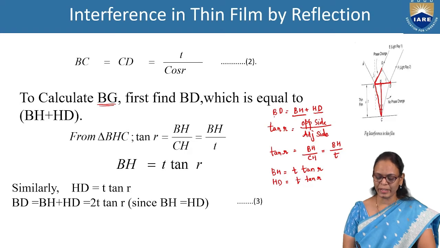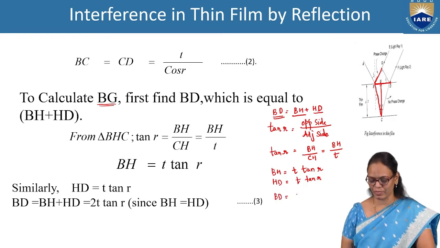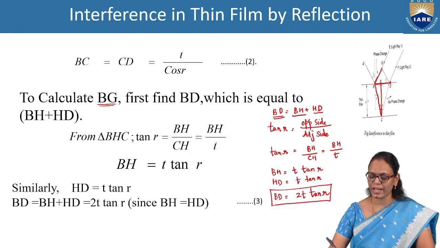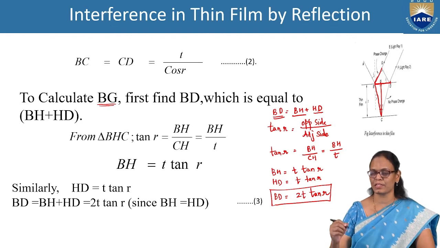We want BD. BD is BH plus HD. So BD will be equal to t tan r plus t tan r. That will be 2t tan r. So this is a very important relation. So we have first calculated BD, and from this we are going to calculate BG.